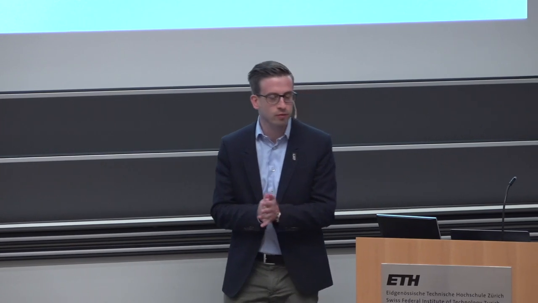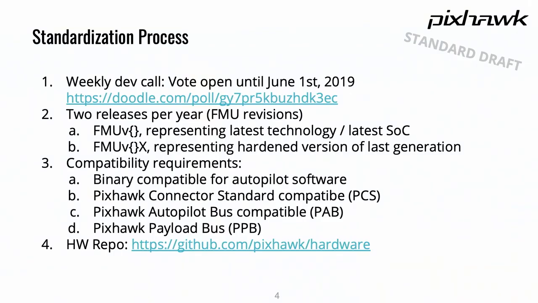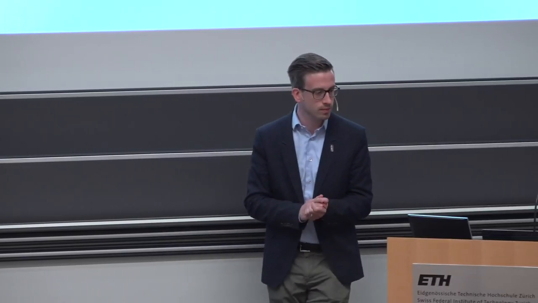And then there is the FMU VX version, which is the same CPU architecture, similar sensors, maybe not the same because we've learned something, and hardened. It has a hardened power supply. It has all the things you need for authentication. It has isolated power domains for the sensors, so you have three complete isolated sensor domains. And that is intended for the industry. So if you build a product, you generally want to target FMU VX, but for your internal R&D team, you want to target the latest FMU version.